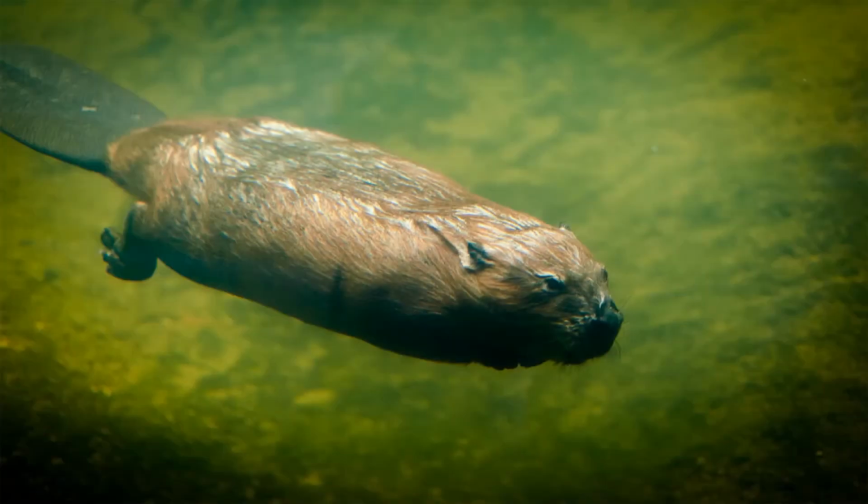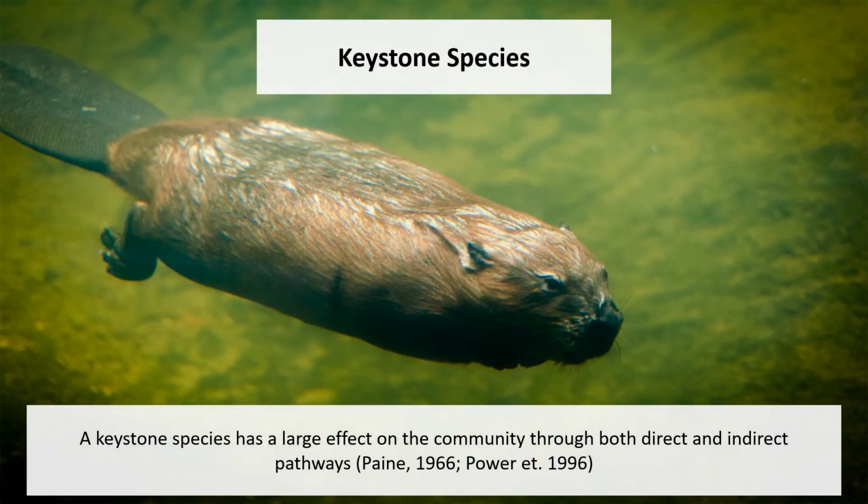Now, another important aspect in a community is the keystone species. So, what do you mean by this keystone species? A keystone species plays a very important role in the community, both directly as well as indirectly. According to Paine 1966 and Power et al. 1996, even though its abundance or biomass in the community is low, this keystone species has a large effect on the community.